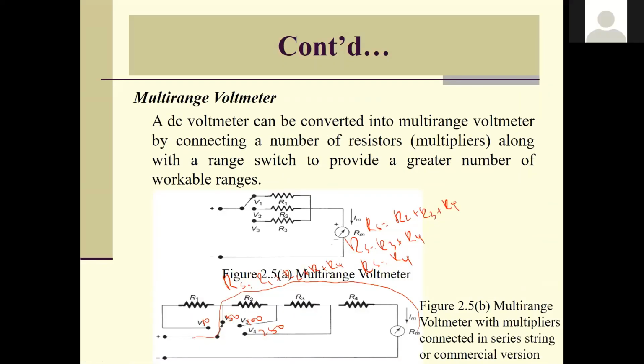That's why RS equals R2 plus R3 plus R4. If we connect to the 100 volts, that means only R3 plus R4. R1 and R2 will be ignored because they are not connected. Similarly, if we connect to 250, only R4 will be calculated. That means RS equals R4. That is the answer.